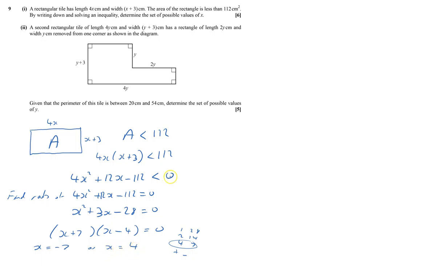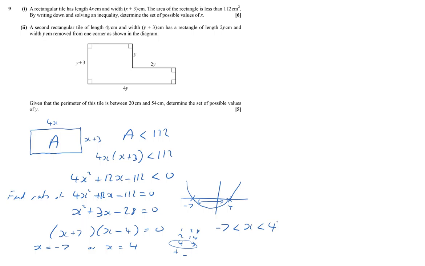And to find out what we've actually got for the inequality, that's what the picture looks like. Minus 7, 0, plus 4. It's an x squared curve, so it's positive, so it's a U-shaped curve. It goes like so, and we want to know when it's less than 0, so it's all this range between there: minus 7 is less than x, which is less than 4.